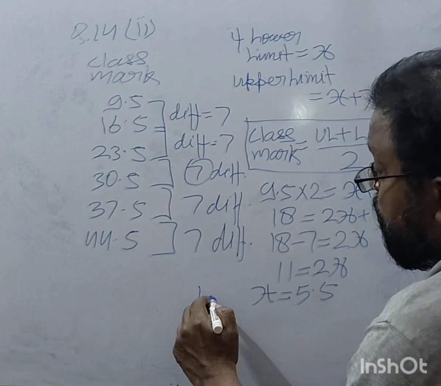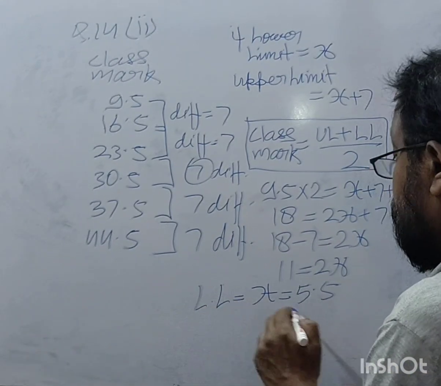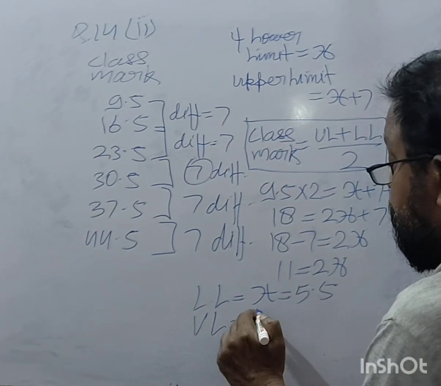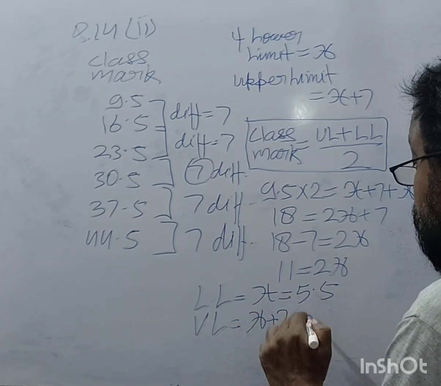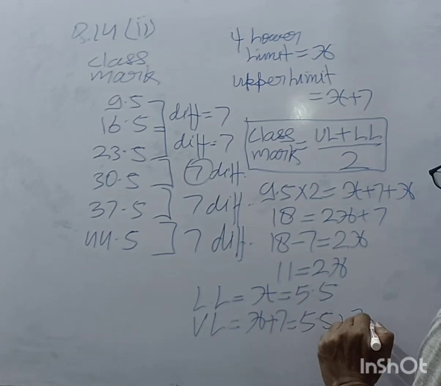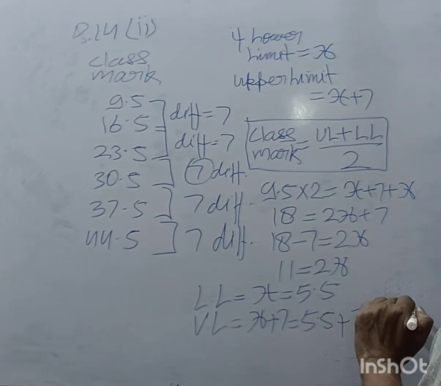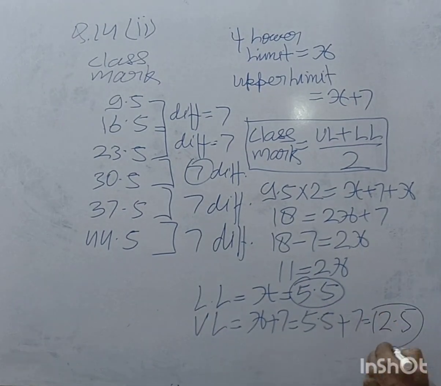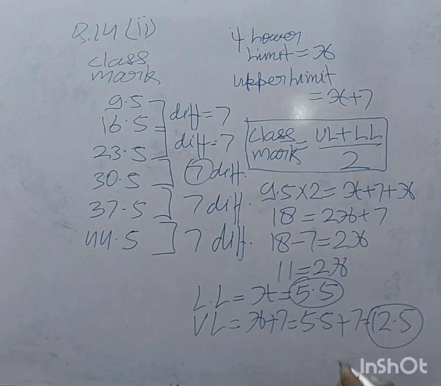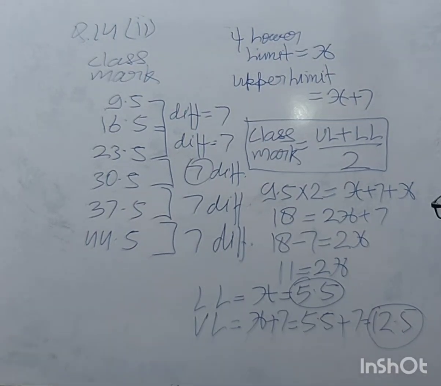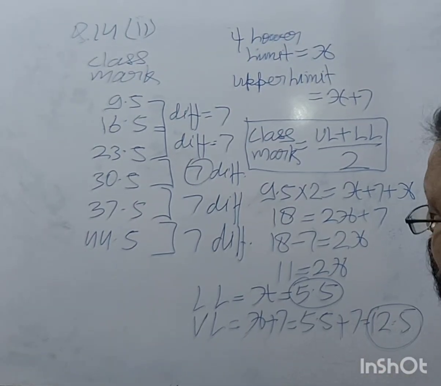So the lower limit is 5.5 and the upper limit is x plus 7. 5.5 plus 7 becomes 12.5. When you add these you get 18, and divided by 2 you get the same 9.5.